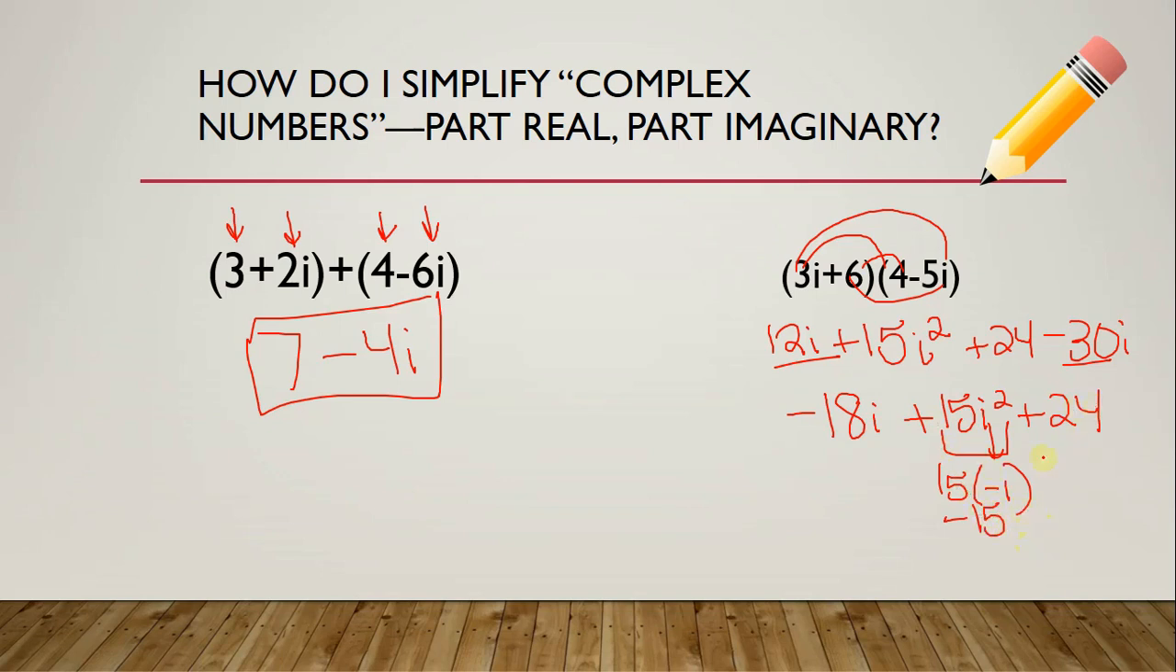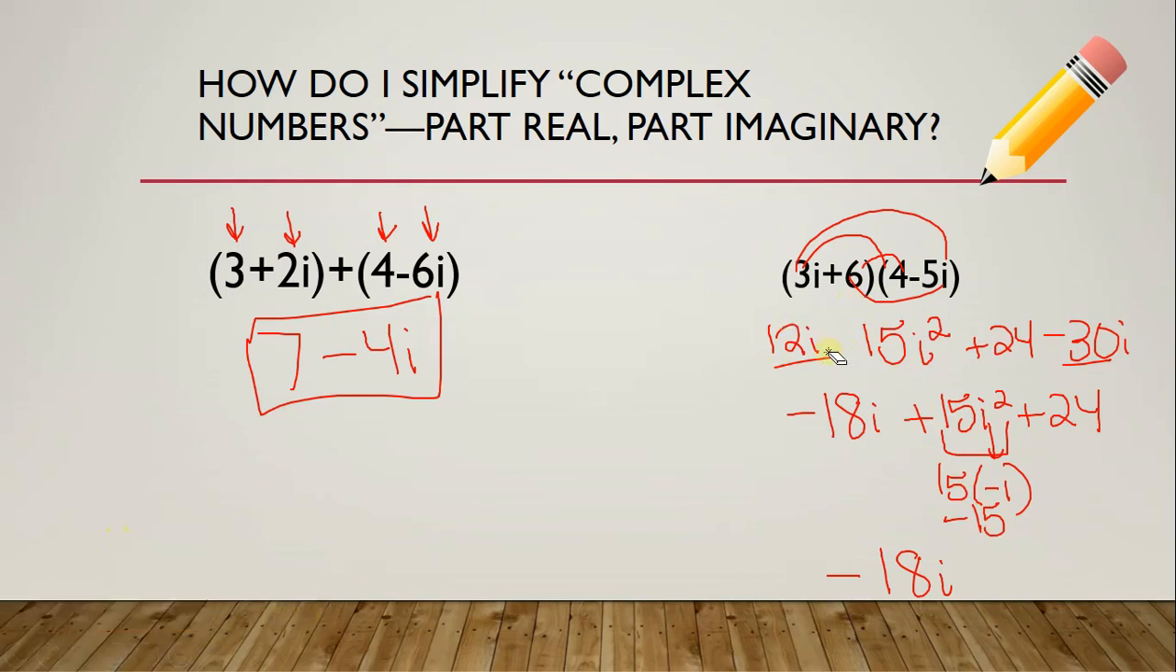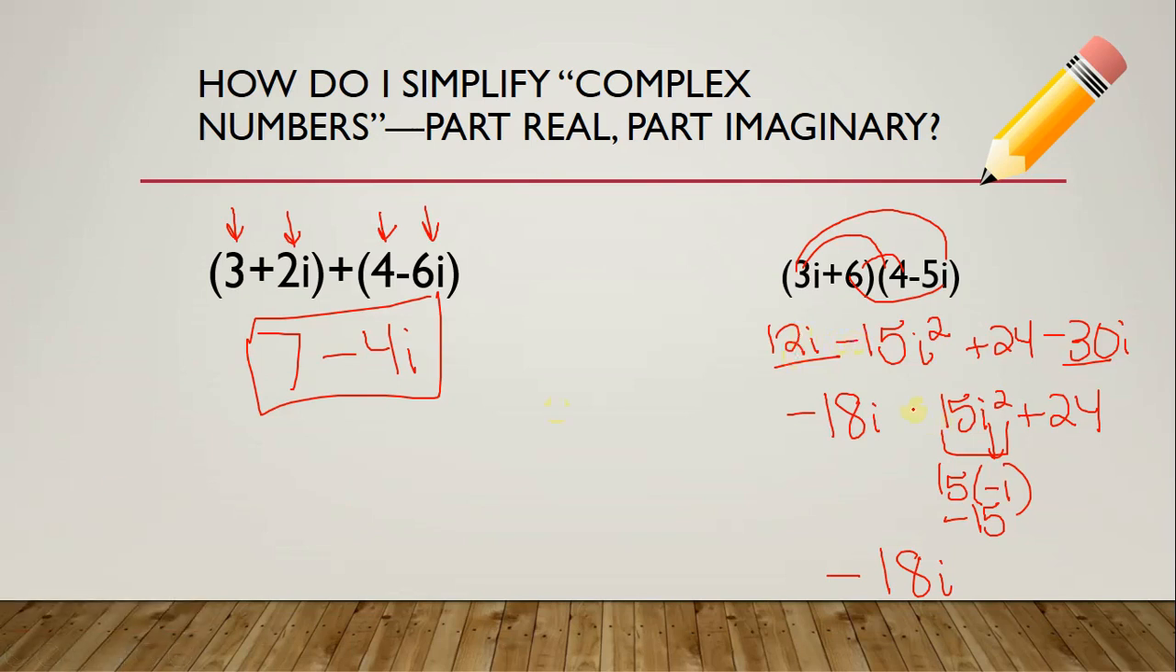AKA, I got to add these two together. So I got negative 18i. Oh, that should have been a negative 15. Whoops. Marsh messed up. Silly Marsh. Negative 15, negative 15, positive 15. So let's add 15 and 24. That is an answer of 39. Whew. Almost messed up there. Dodged a bullet.